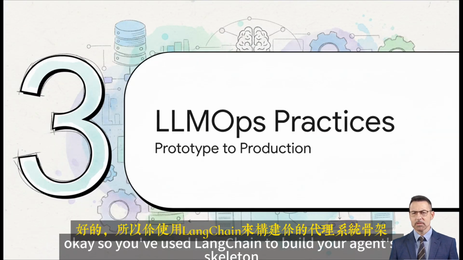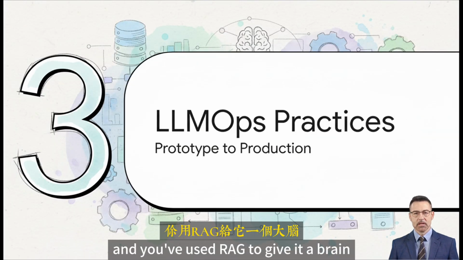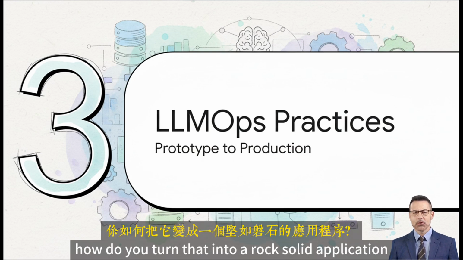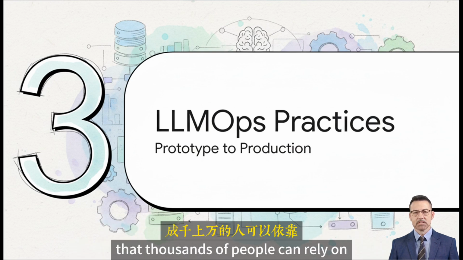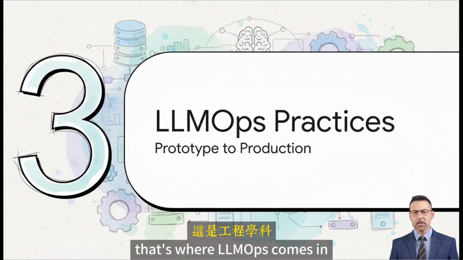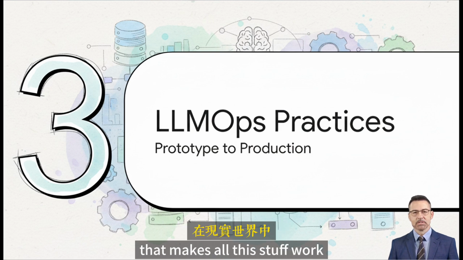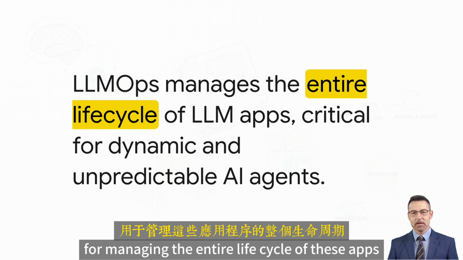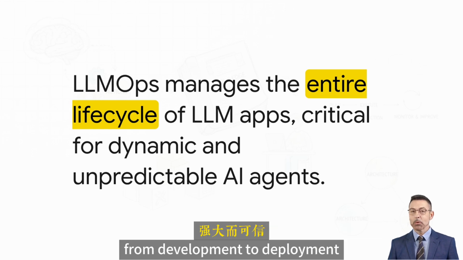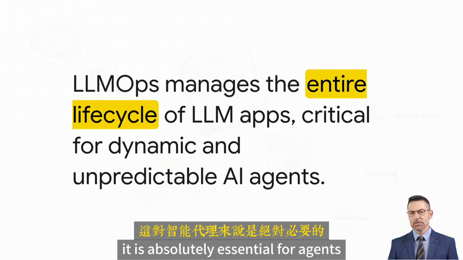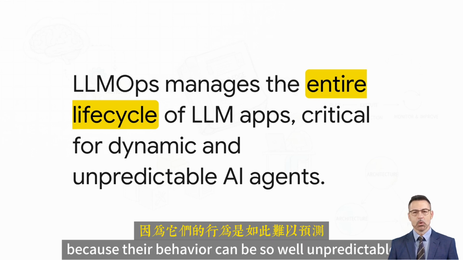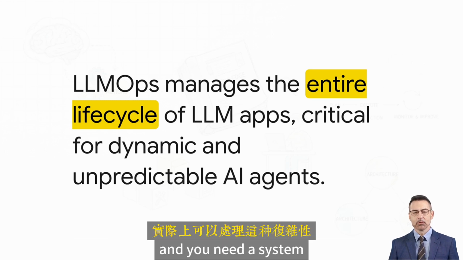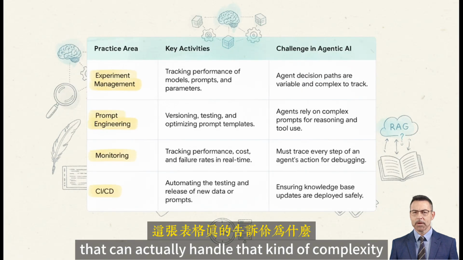Okay, so you've used LangChain to build your agent skeleton, and you've used RAG to give it a brain. You've got this amazing prototype that works on your laptop. Now what? How do you turn that into a rock-solid application that dozens of people can rely on? That's where LLM Ops comes in. It's the engineering discipline that makes all this stuff work. In the real world, LLM Ops is basically the set of rules for managing the entire life cycle of these apps, from development to deployment and beyond. And honestly, it is absolutely essential for agents because their behavior can be so unpredictable. An agent might decide to take 10 different actions to solve a problem, and you need a system that can actually handle that kind of complexity without breaking.